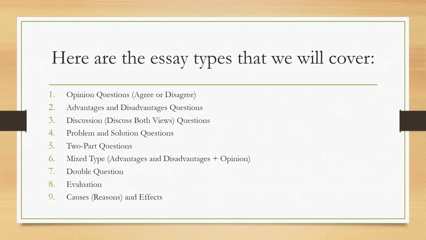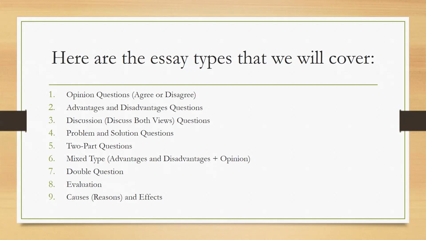Here are the essay types we will cover, 9 different types of essays that may come in the writing task 2. We have opinion questions. Opinion questions normally will ask you whether you agree or disagree. We have seen a couple of them, and I think the last tryout test you took, there were some opinion questions in the task 2. Then we have advantages and disadvantages questions, where you are asked to compare the advantages or disadvantages of a particular situation in your essay.